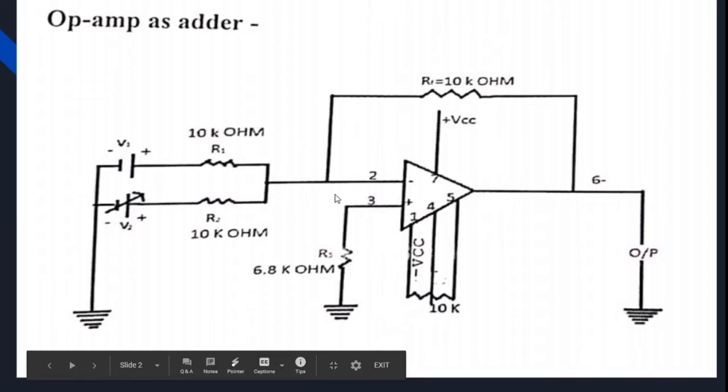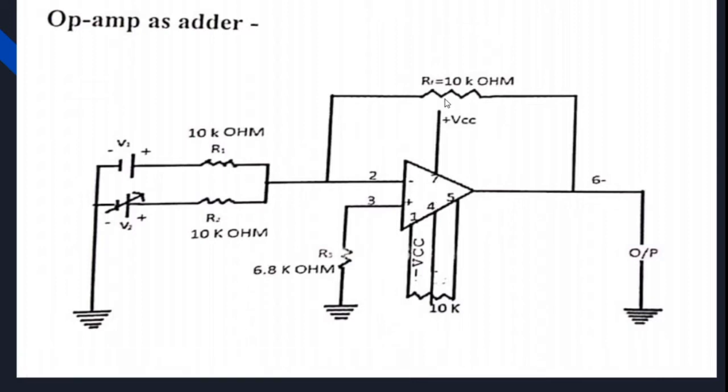The circuit diagram requires one IC741, then 310 kilo ohms. From the second terminal, 310 kilo ohms were connected. Then one more 6.8 kilo ohm. Then two input voltages V1 and V2. Then one dual power supply. Then for taking output, we need one multimeter.